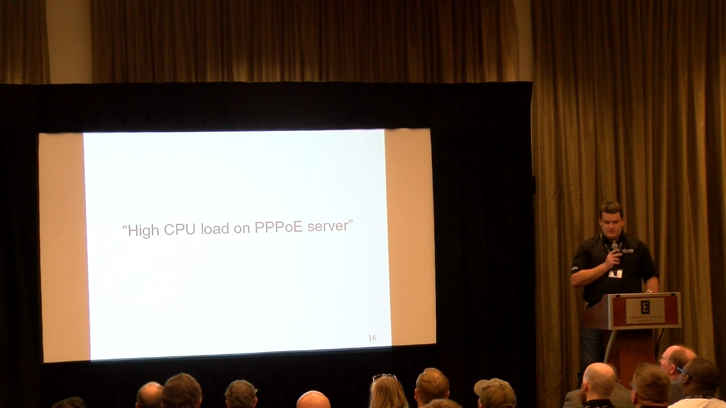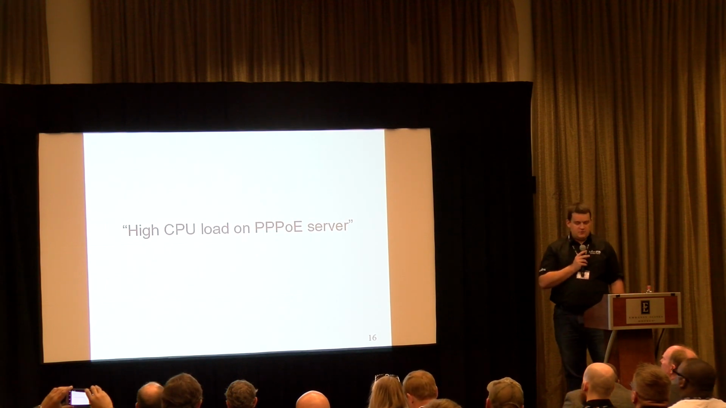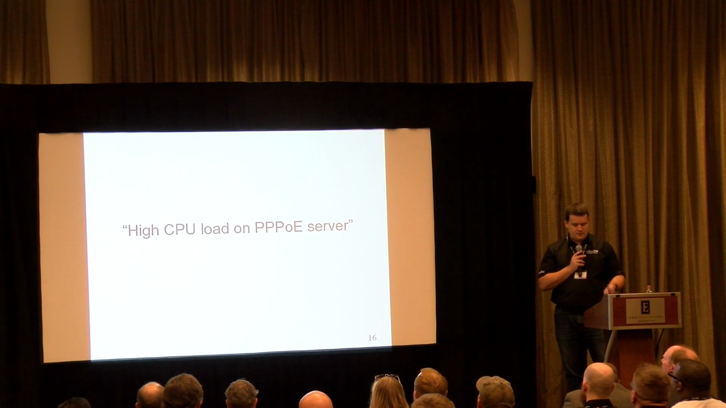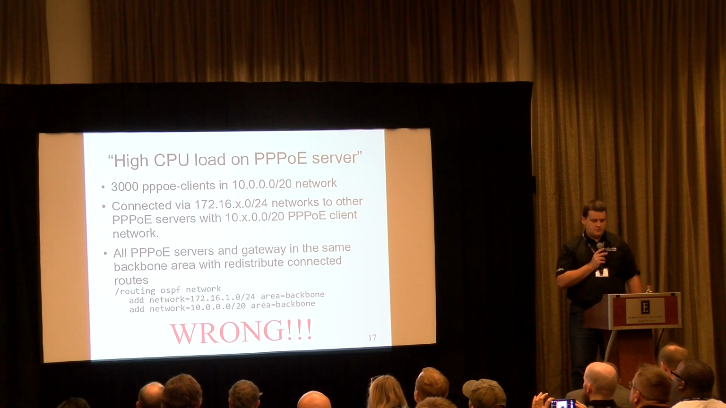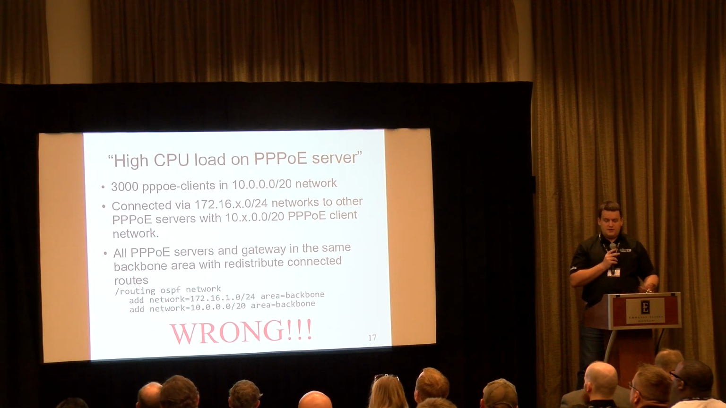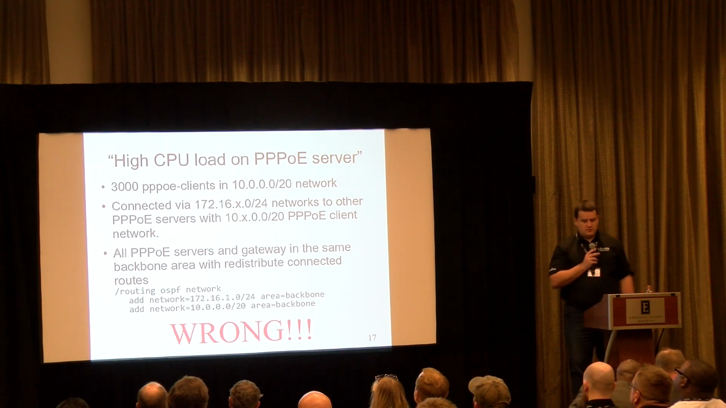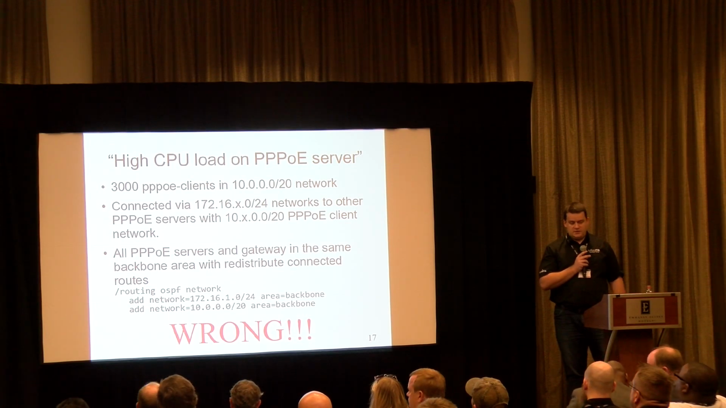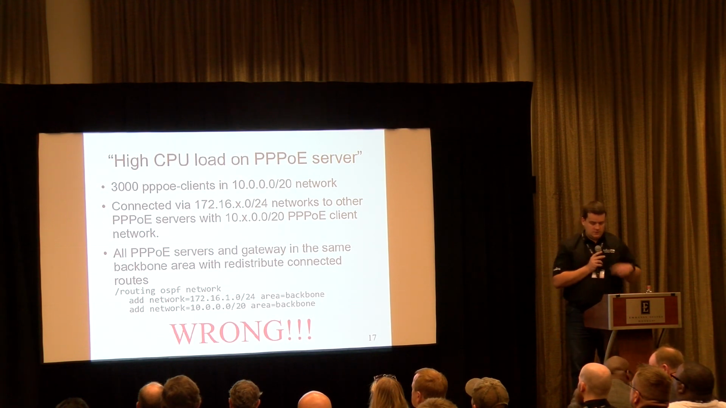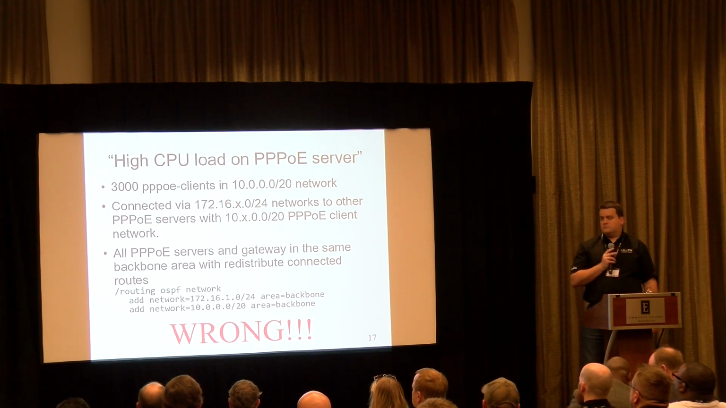So example number 3. High CPU load on my PPPoE server. So we have 3,000 PPPoE clients in a /20 network, connected via a 172.16 network to another PPPoE server with 3,000 clients in a different 10.x network. All the PPPoE servers and gateways are in the same backbone area, and redistributing connected routes like shown there. So this configuration is wrong.